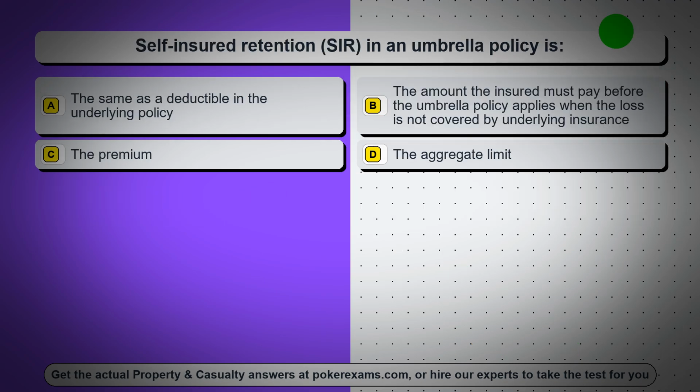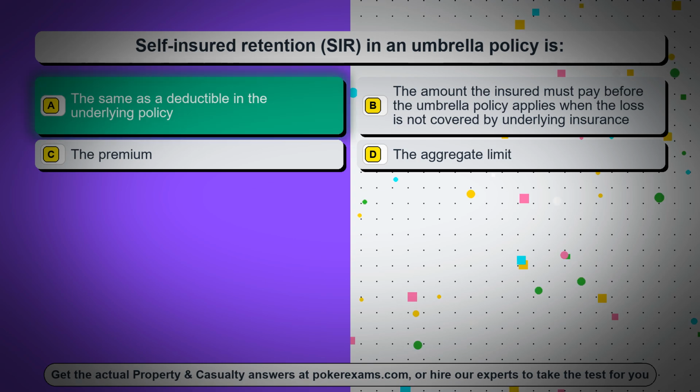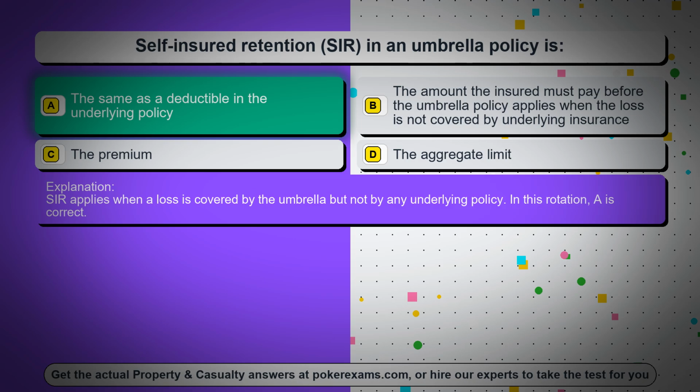Question 8. Self-insured retention, SIR, in an umbrella policy is: Option A, the same as a deductible in the underlying policy. Option B, the amount the insured must pay before the umbrella policy applies when the loss is not covered by underlying insurance. Option C, the premium. Option D, the aggregate limit. The correct answer is Option A, the same as a deductible in the underlying policy. SIR applies when a loss is covered by the umbrella but not by any underlying policy. In this rotation, A is correct.